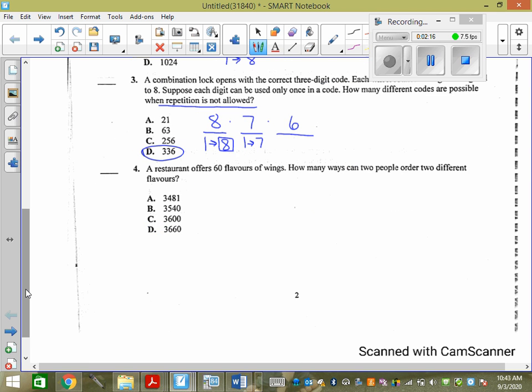A restaurant offers 60 flavors of wings. How many ways can 2 people order 2 different flavors? So how many blanks are we going to have? 2. This one has 60, and this one has 59. And you multiply because they're having both. So which one is that? 3,540.